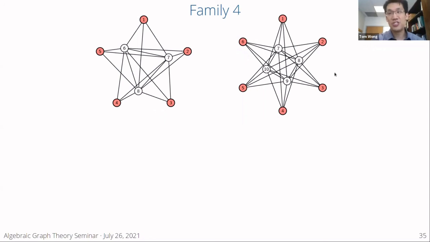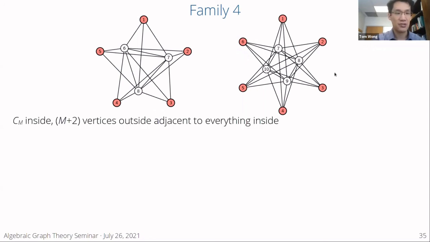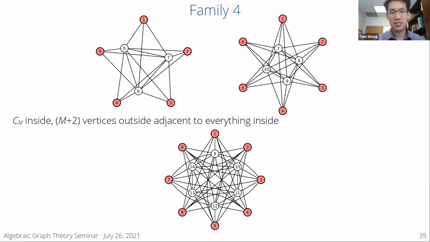So it turns out that this generalizes. If you start with a cycle of m vertices inside, and outside you have m plus 2 vertices that are adjacent to everything inside, then this supports equivalent quantum walks. And so there's a picture of that. That's a little bigger one. So again, I wrote code to generate these.